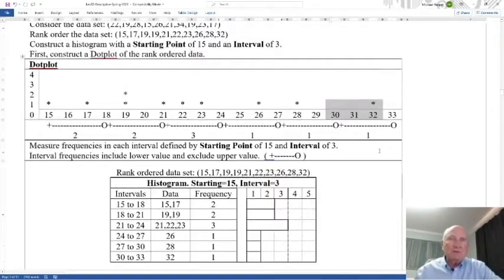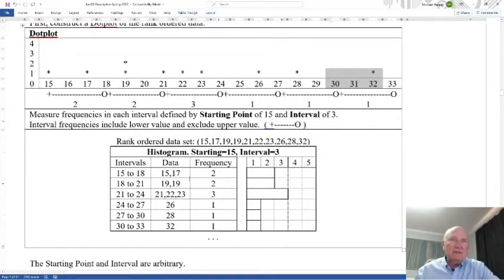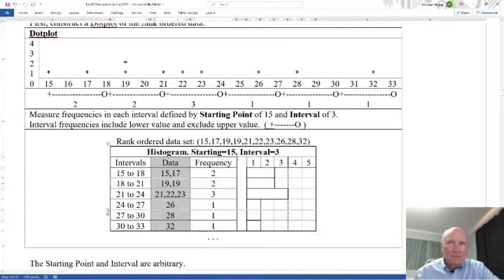So the way that's represented, I'm going to come down here, and here are the intervals. I take these intervals 15 to 18 because my starting point is 15 and my interval is 3, so I have 15 to 18, 18 to 21, 21 to 24. The interval is 3 on each one of those. In this interval, I have the numbers 15 and 17. In this interval, I have 19 and 19. In this interval, I have 21, 22, and 23. So this is the actual data. I count the frequency. There's two numbers, there's three numbers, 1, 1, 1. And this is what I plot in my histogram.